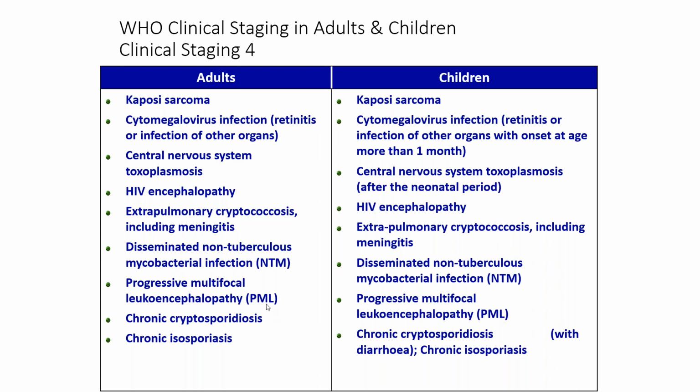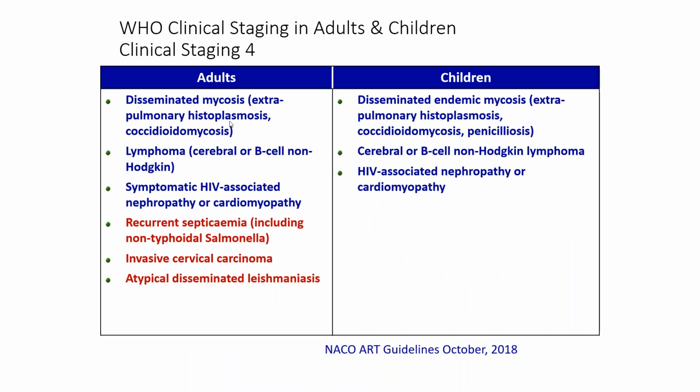PML, progressive multifocal leukoencephalopathy, which is a form of neurocognitive decline seen in these patients. Chronic diarrhea because of organisms like Cryptosporidia and Isospora is again stage 4. Disseminated fungal infections: we saw that nail infections were stage 2, but disseminated infections involving the lung or the GI tract, like histoplasmosis and coccidioidomycosis, will be stage 4. Any malignancy, especially a lymphoma, will be stage 4.